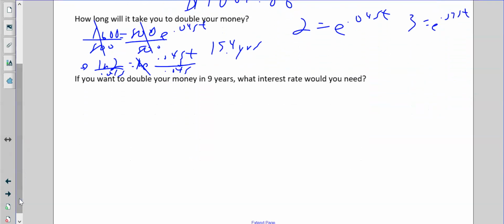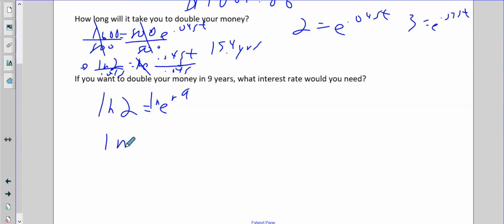And last but not least, if you want to double your money in 9 years, what interest rate would you need? So I'm going to take the shortcut here. I'm going to put the 2 here. I'm going to put the e. And we're trying to find the rate, and this is 9. We're trying to solve for that rate. So we're going to ln both sides.